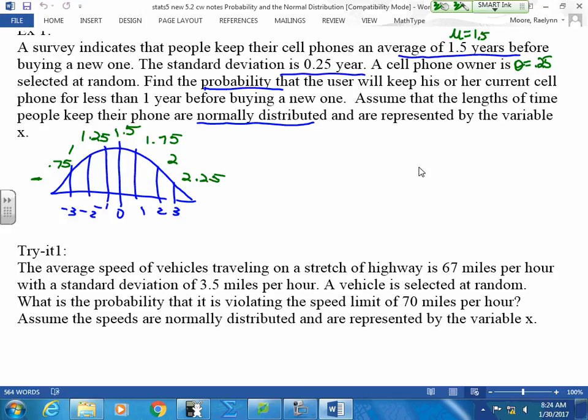Put your x values along the top. Put your standard deviations on the x-axis along the bottom. They need to correspond together. Now we're going to write our probability statement. Find the probability that this user at random, x, keeps this less than a year. How do I say less than a year?